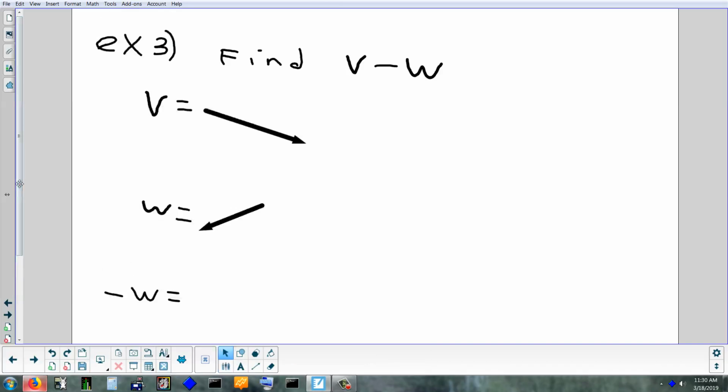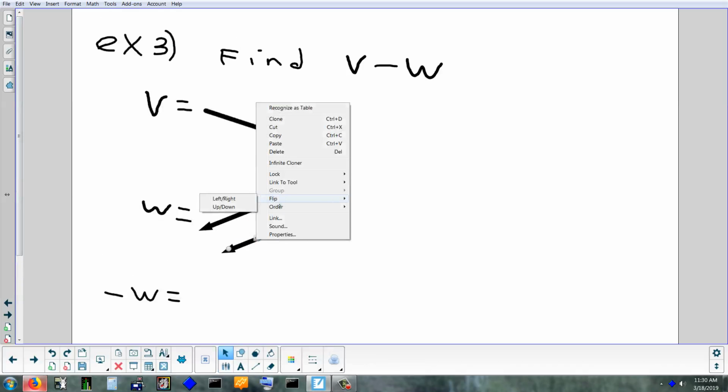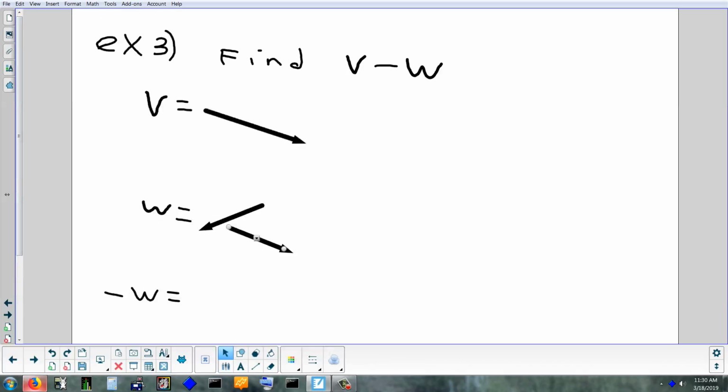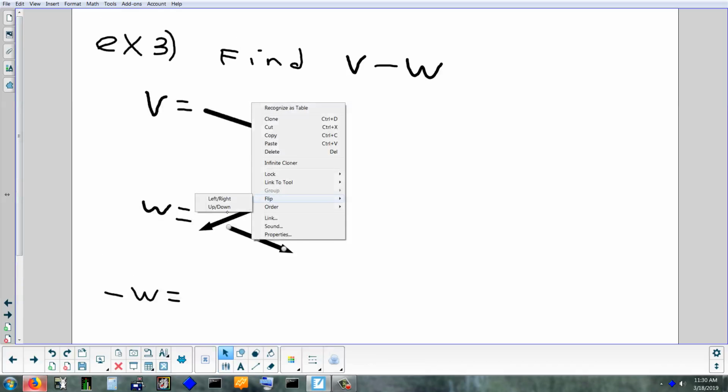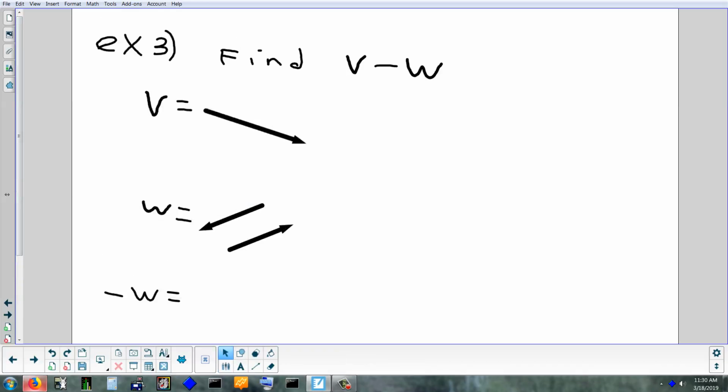If you're using a computer or even by hand, it's not really that hard to find the opposite. I can find the exact opposite just by taking this and flipping it twice. If you do a horizontal reflection and then a vertical reflection, that's exactly the same as rotating something 180 degrees. It's from geometry. Okay, so now I have negative W.